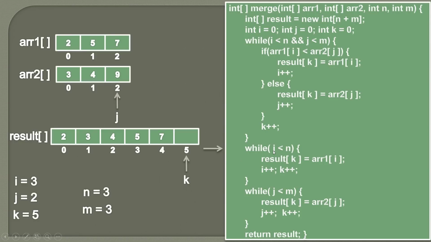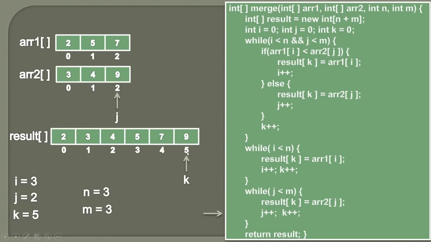So this while loop will not get executed because the condition here is i should be less than n, and 3 is not less than 3. Therefore this while loop won't get a chance to execute because array 1 is already traversed completely. And we know that there are leftover elements in array 2 because j is less than m, 2 is less than 3. So whatever elements are left over in array 2 will simply get copied into the result array because those elements are already sorted.